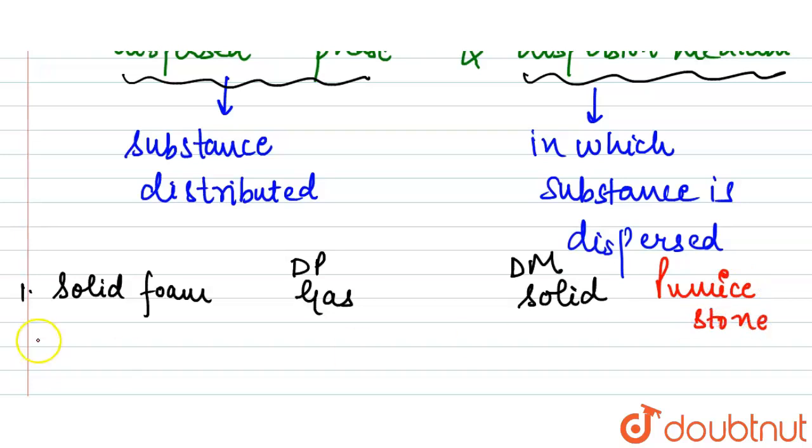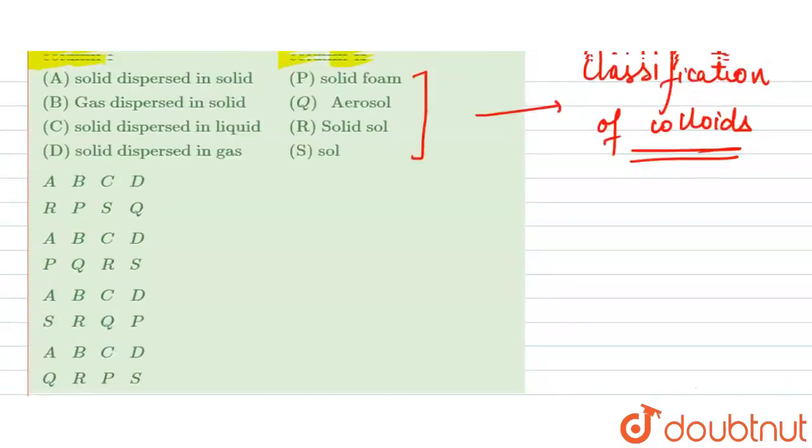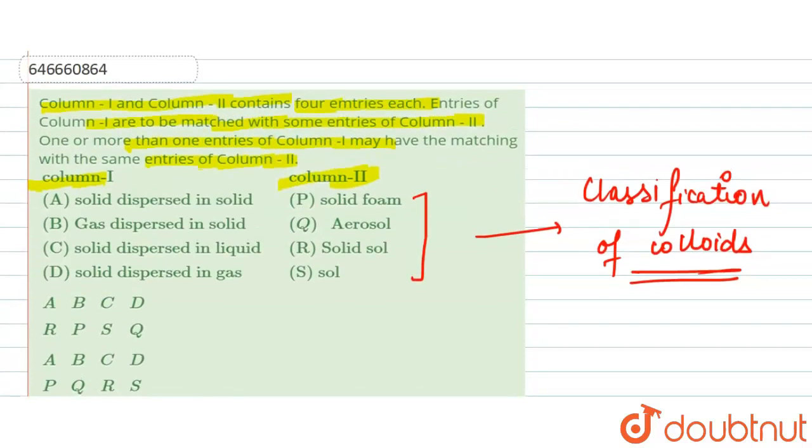Next, the second one given to us: here we have gas dispersed in the solid. It means for B we have P.